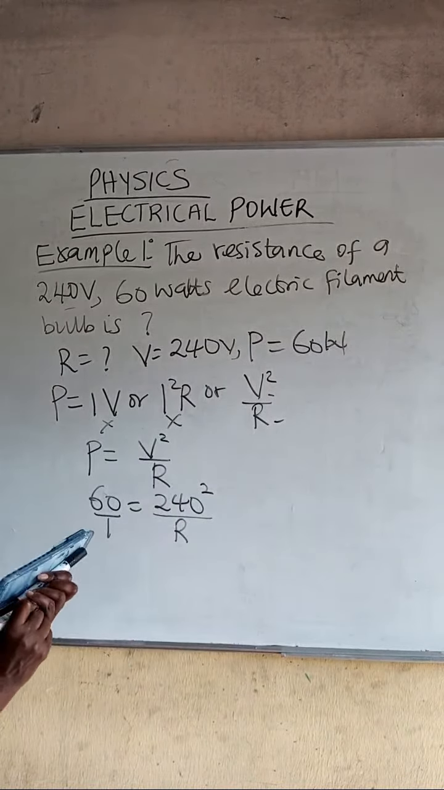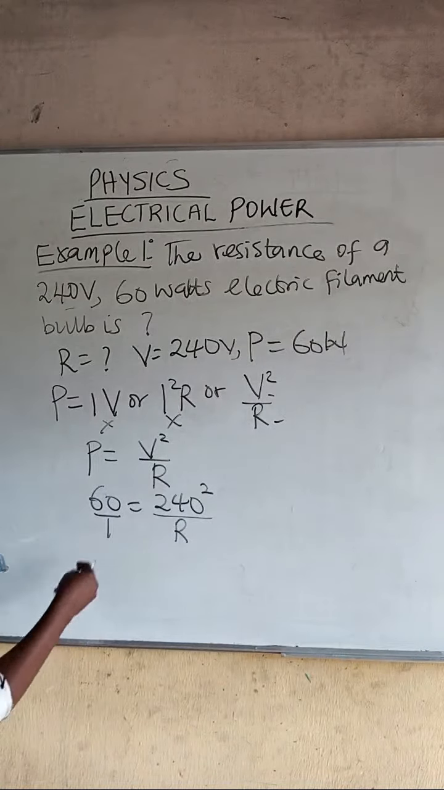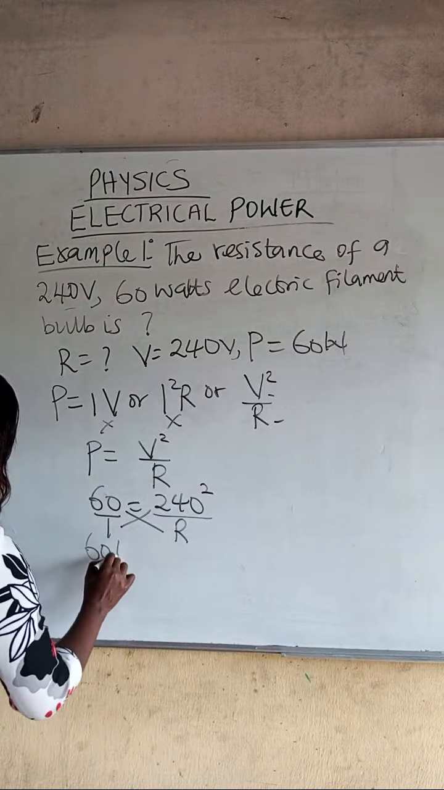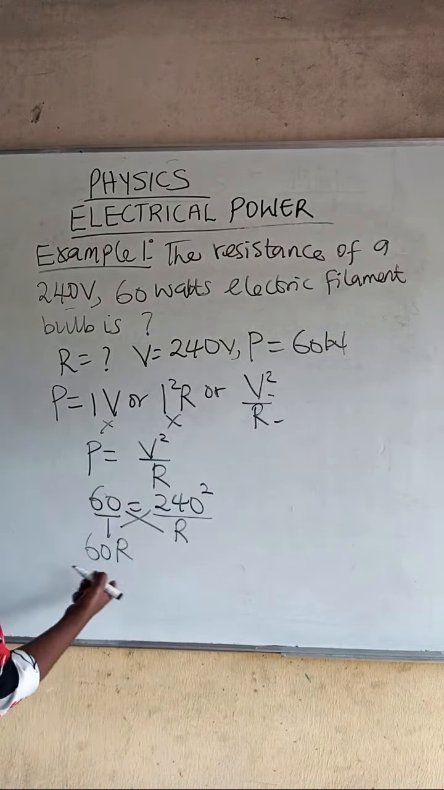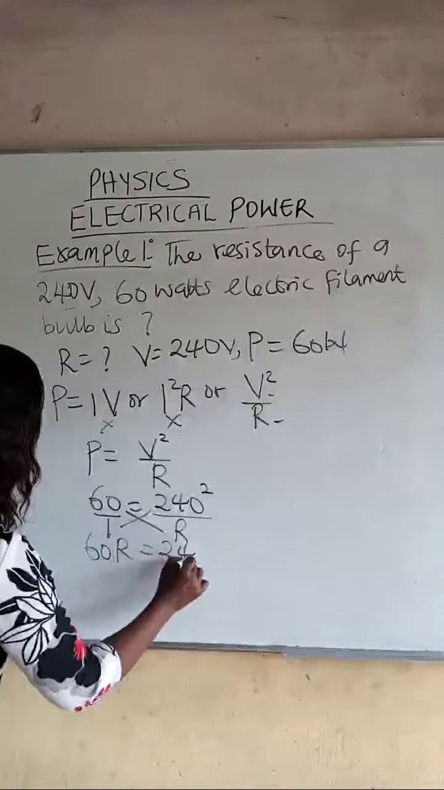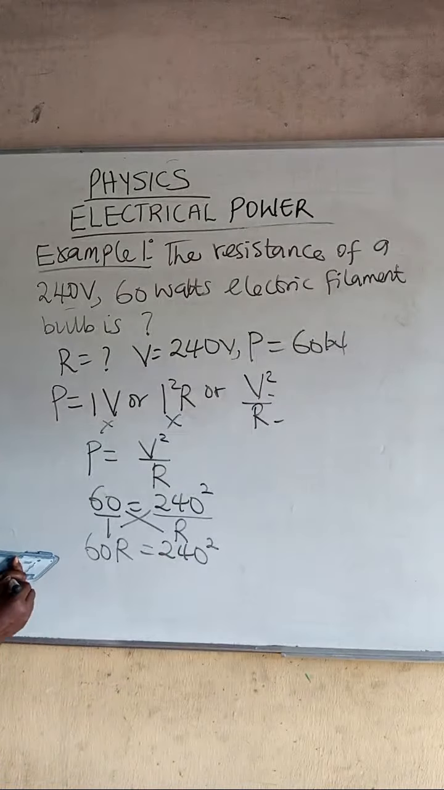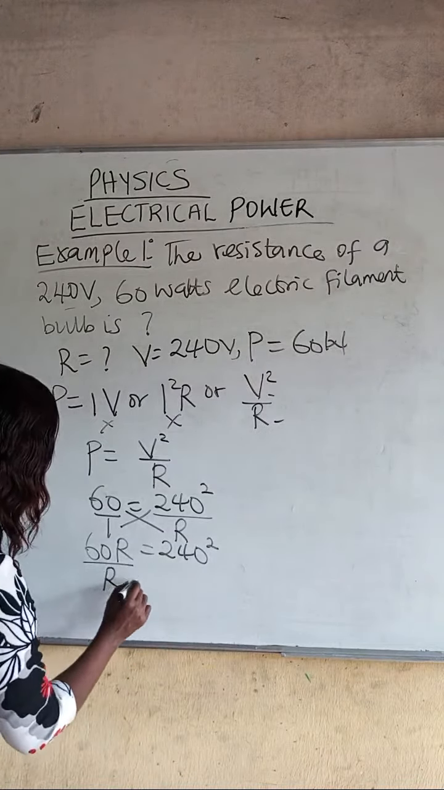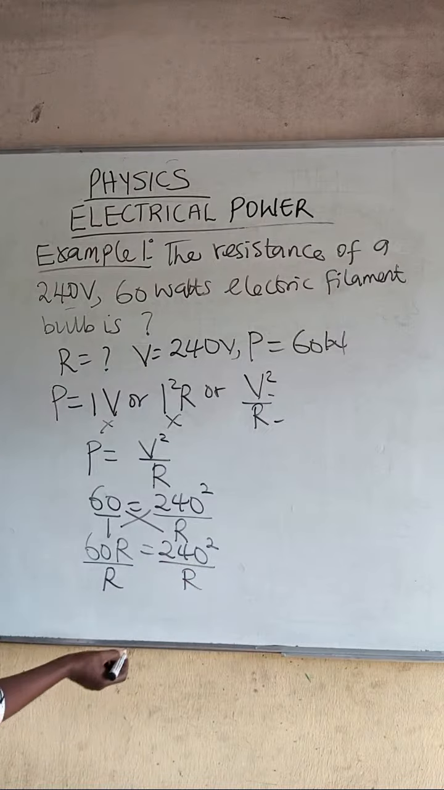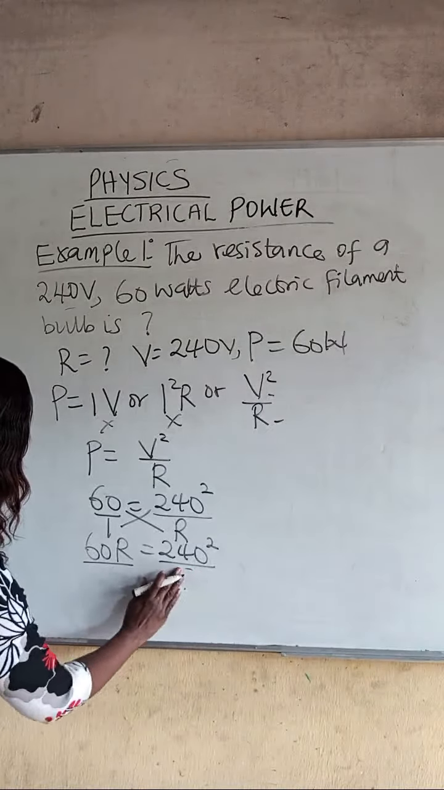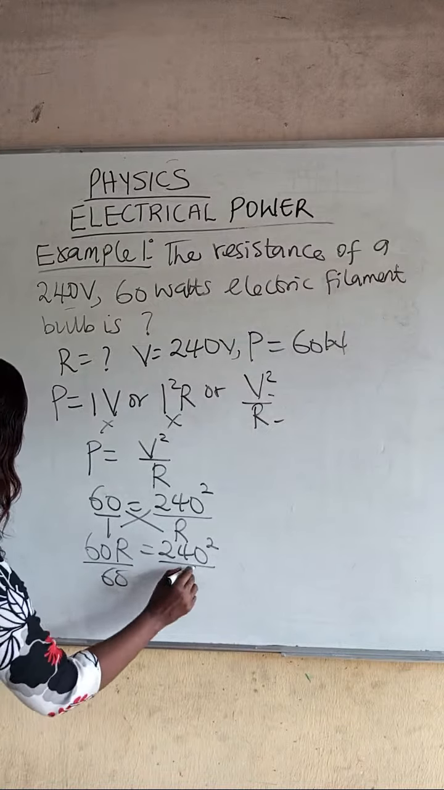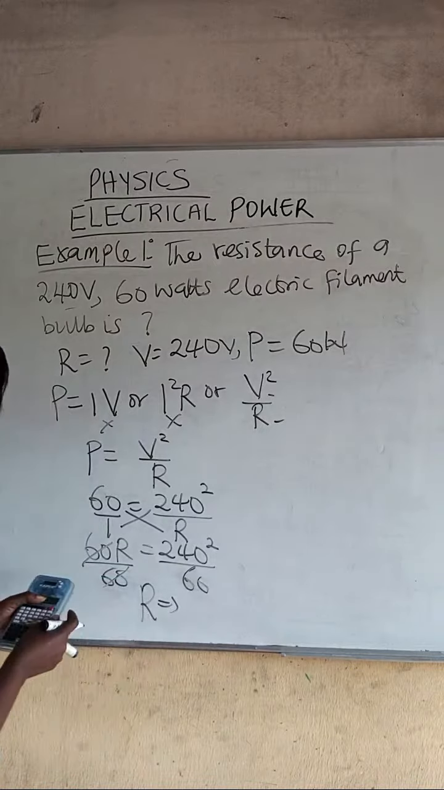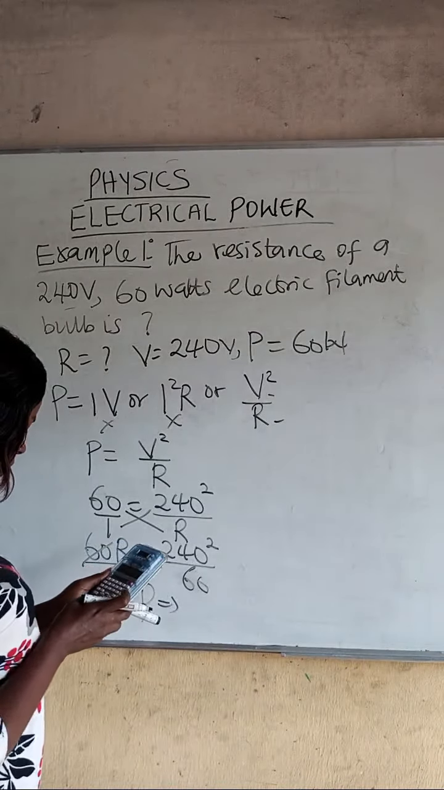The next thing I'm going to do is cross multiply. 60R is equal to 240 squared. Then I divide both sides by the coefficient of R, which is 60, and I cancel 60. So my R is equal to 240 squared over 60.